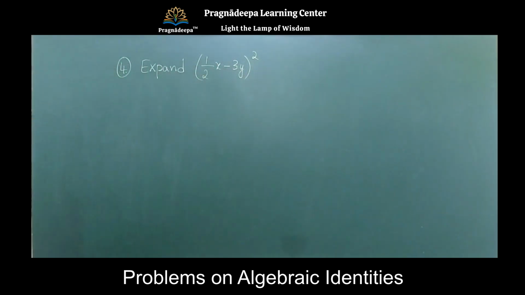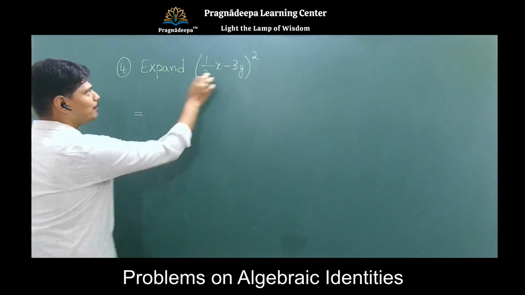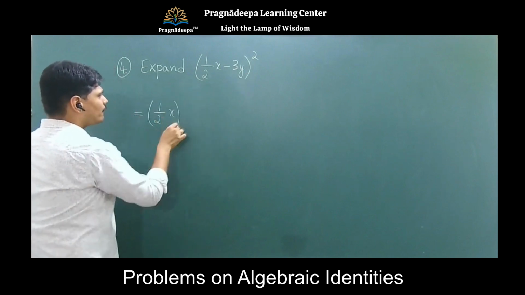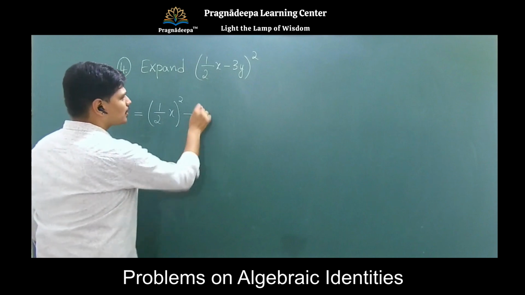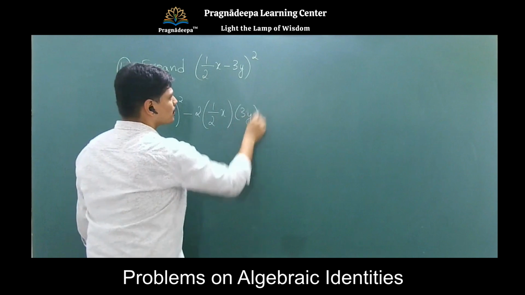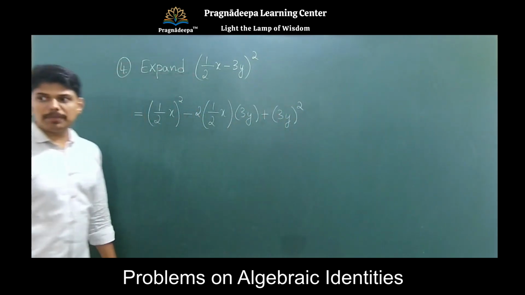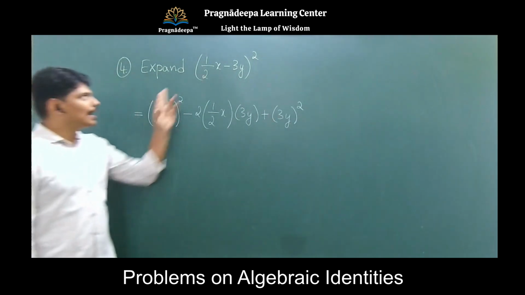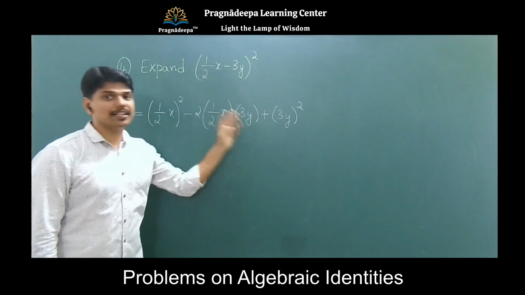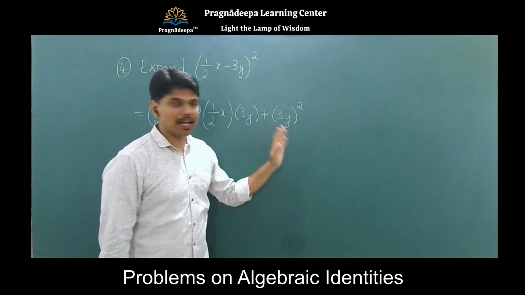This has to be expanded. So here you can use the identity a minus b whole square, which is a squared minus 2ab plus b squared. In the place of a, half x is there. Okay, be careful. In the place of b, 3y is there. Okay, so we have just substituted in the formula.